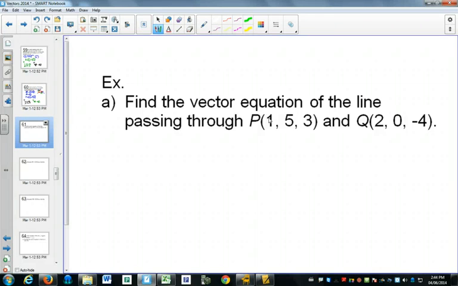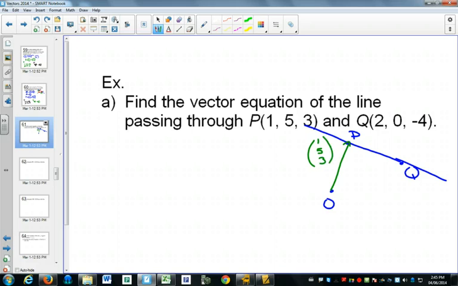3 dimensions. So we've got our point P. Here's our point Q. We need to find a line going through them. Somewhere you would have an origin. So you know this position vector is 1, 5, 3. You know that this position vector is 2, 0, minus 4. Obviously, this is not drawn to scale, because now we're dealing with something in 3 dimensions.